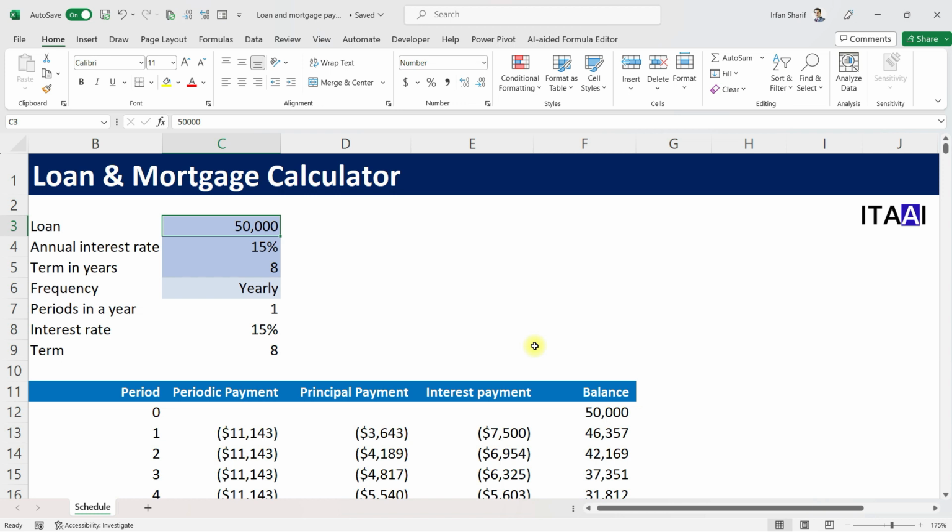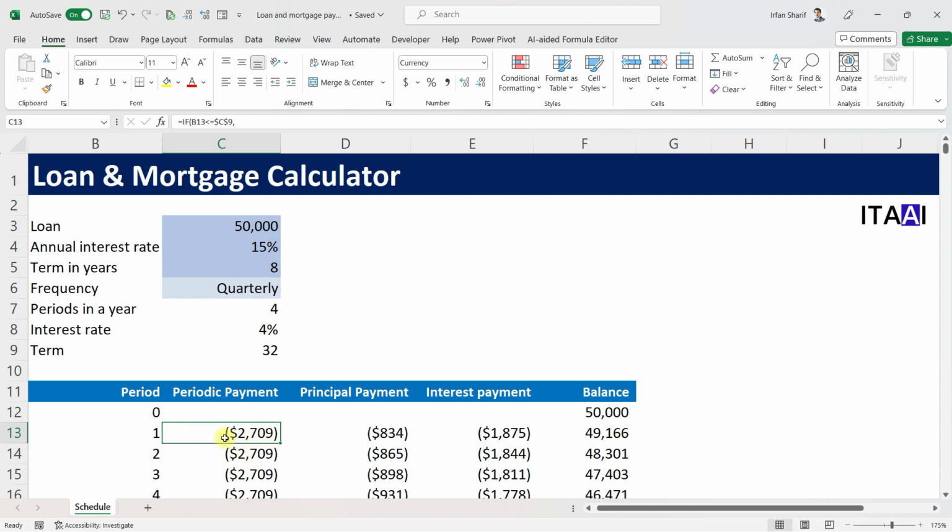For example, the first question that we are going to answer is, what is going to be the periodic payment? Now that period can be year, or that can be quarter, or that can be monthly or biannually. And once you select that frequency, your related periodic payment will be calculated automatically.